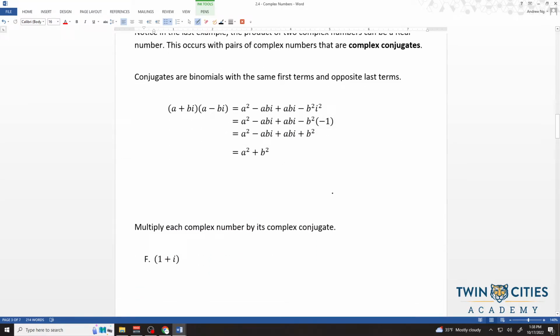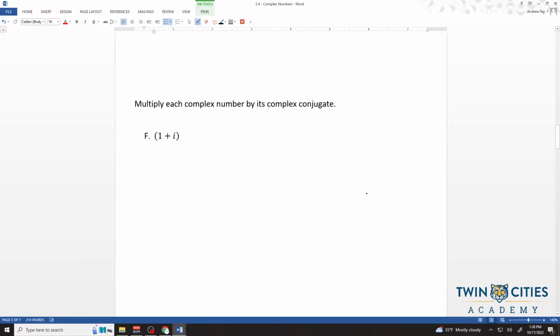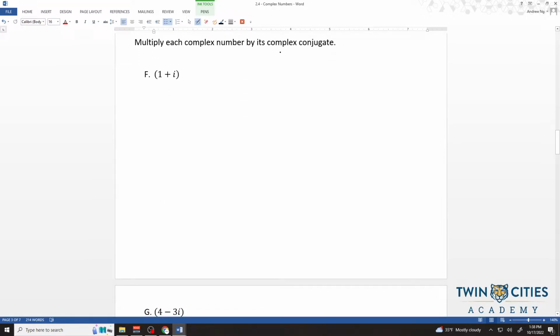So you might get some problems that look like this. Multiply each number by its complex conjugate. Well, if I'm given 1 plus i, really this is asking you to multiply by 1 minus i. So let's see what that gives us. 1 plus i, and then 1 minus i down the side.